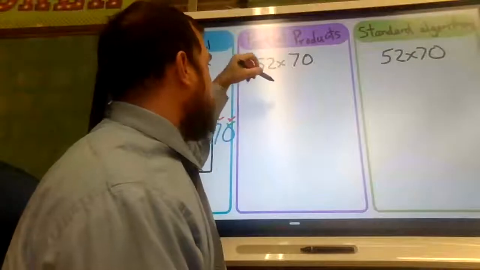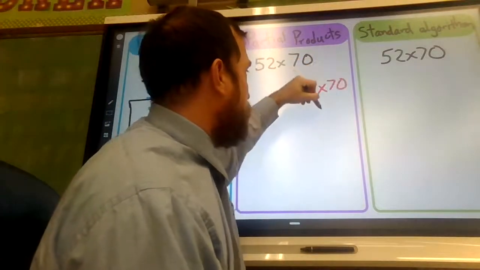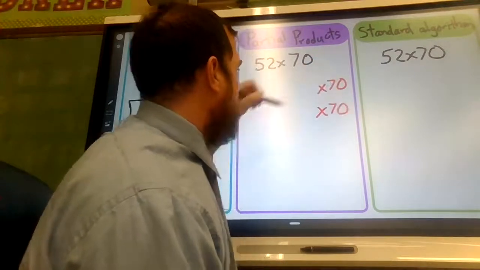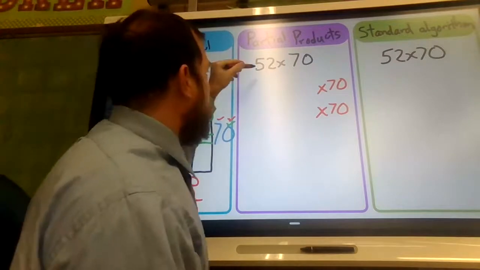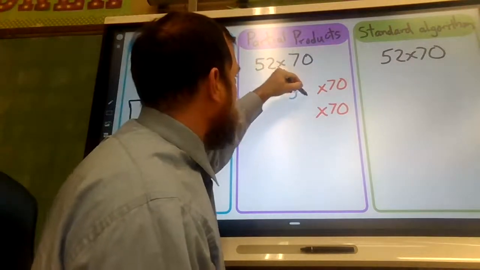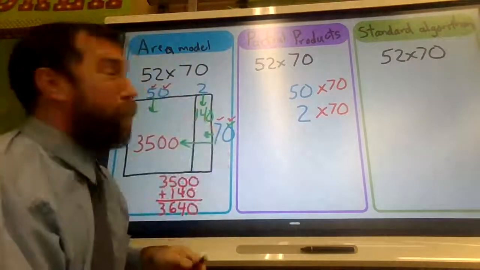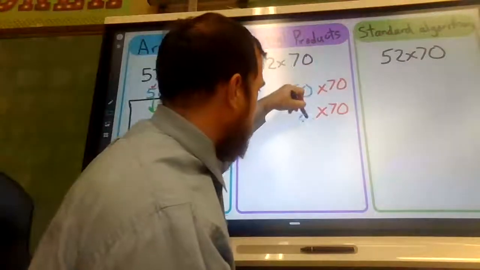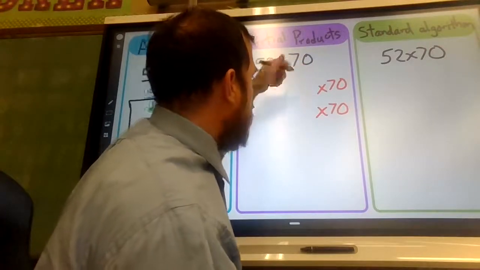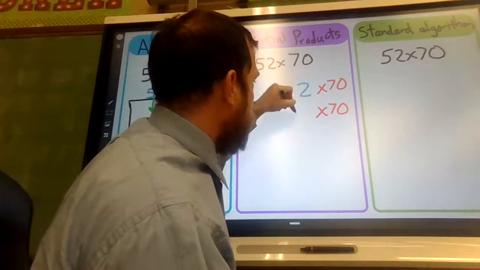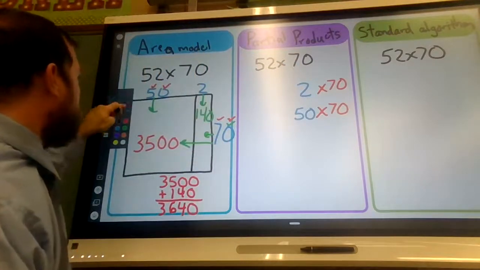Again, 52 times 70. We're going to multiply both parts by 70. And what I'm going to break apart is the 50 and the 2. Typically we actually do that backwards, but it doesn't really matter. I'll switch it around because that's how we do it in the standard algorithm way. You do the 2 first and then the 50. Ultimately, it's going to be the same thing.